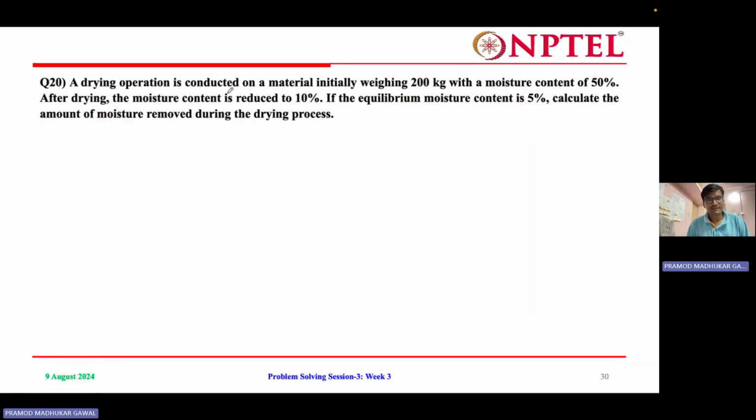Question number 20. A drying operation is conducted on a material initially weighing 200 kg with a moisture content of 50%. After drying, the moisture content is reduced to 10%. If the equilibrium moisture content is 5%, calculate the amount of moisture removed during the drying process. So here the weight is given and the initial moisture content is 50%. After drying, the moisture content is reduced to 10%, and the equilibrium moisture content is given as 5%.